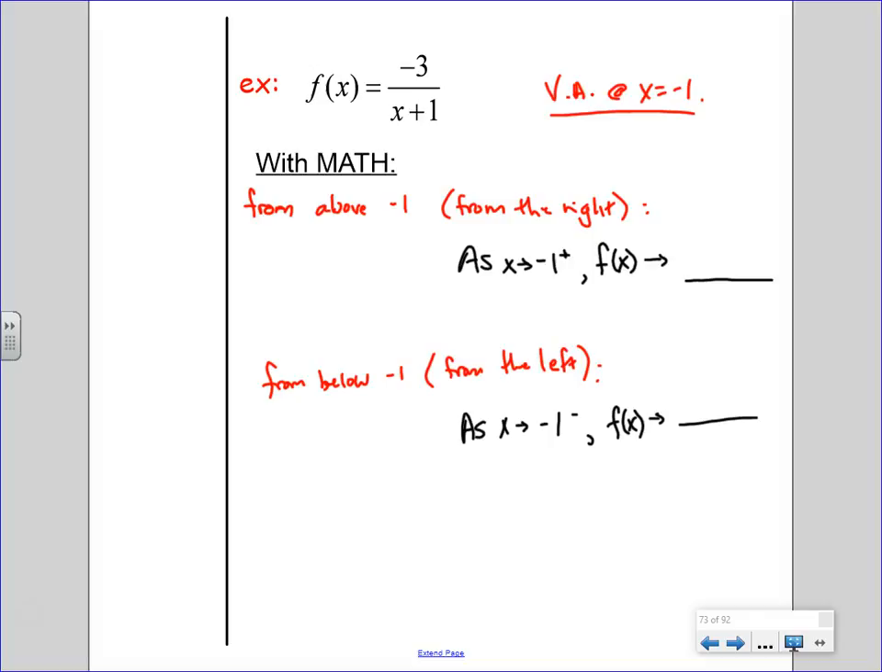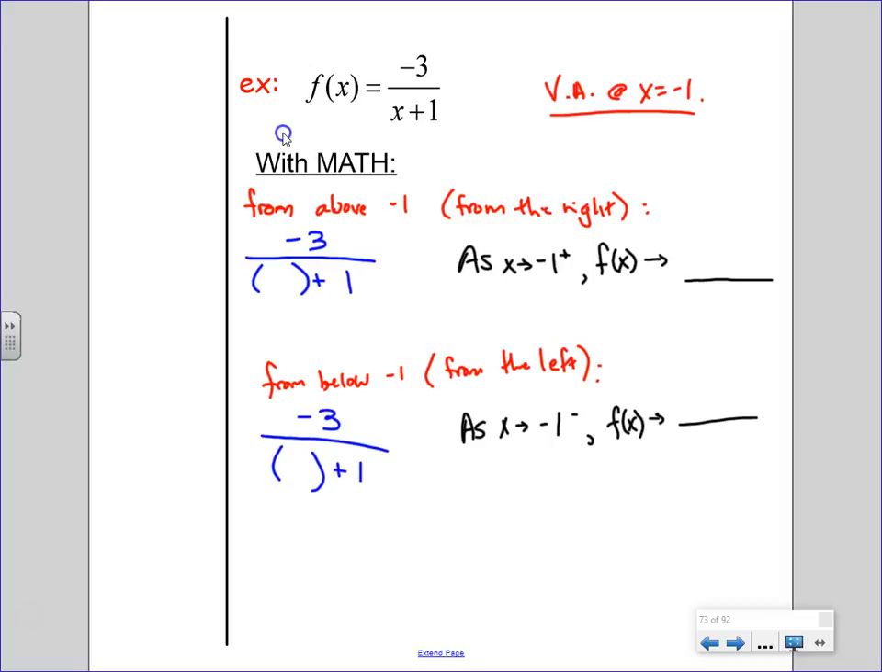But still, we need to figure out what sign. We know if it's a vertical asymptote, it's infinity or it's negative infinity. How do we do this without our calculator? We pick a representative value to plug in. So we have our -3 over somebody plus 1.